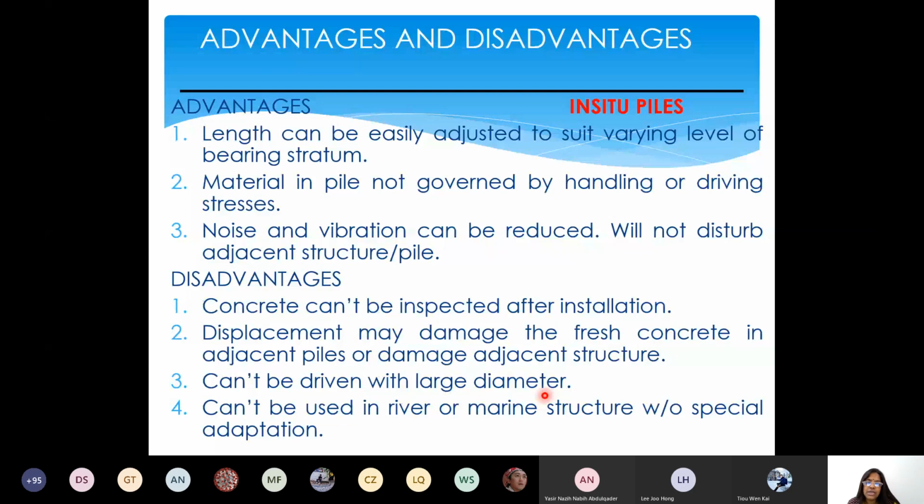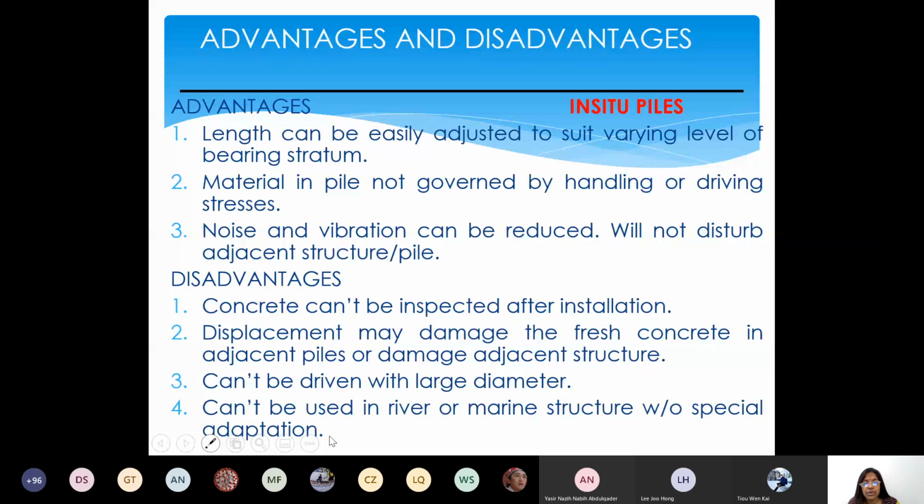It will be a complex and tedious job when you go for bore piles rather than a fabricated one, especially for large diameters. They can't be used in river or marine structures without special adaptation. Yeah, because the casing will always be floating if you choose bore piles.